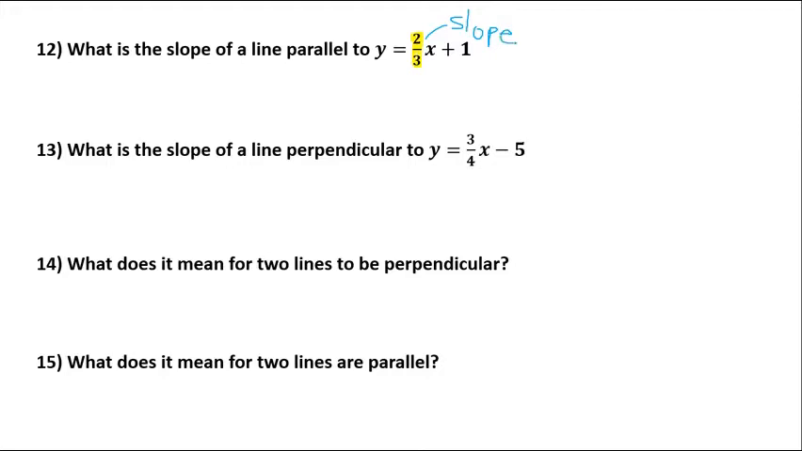So when they ask you, what is the slope of a line parallel to y? So first thing you know is that parallel lines have the same slope. So when it says what is the slope of a line parallel to y equals 2/3 x plus 1, we just say the parallel slope is 2/3. So it's the same slope.